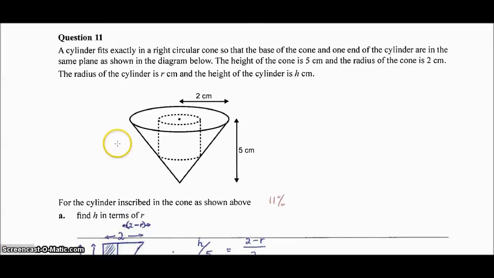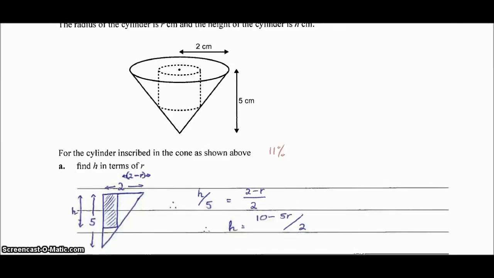Okay, final question. So we've got a cylinder which is fitted exactly inside a right circular cone. We're told that the height of the cone is 5 and the radius of the cone is 2 centimeters. The radius of the cylinder is r and the height of the cylinder is h. So what we're asked to do first of all is find h in terms of r. Now this is pretty tricky actually, as you can see only 11% got the answer.